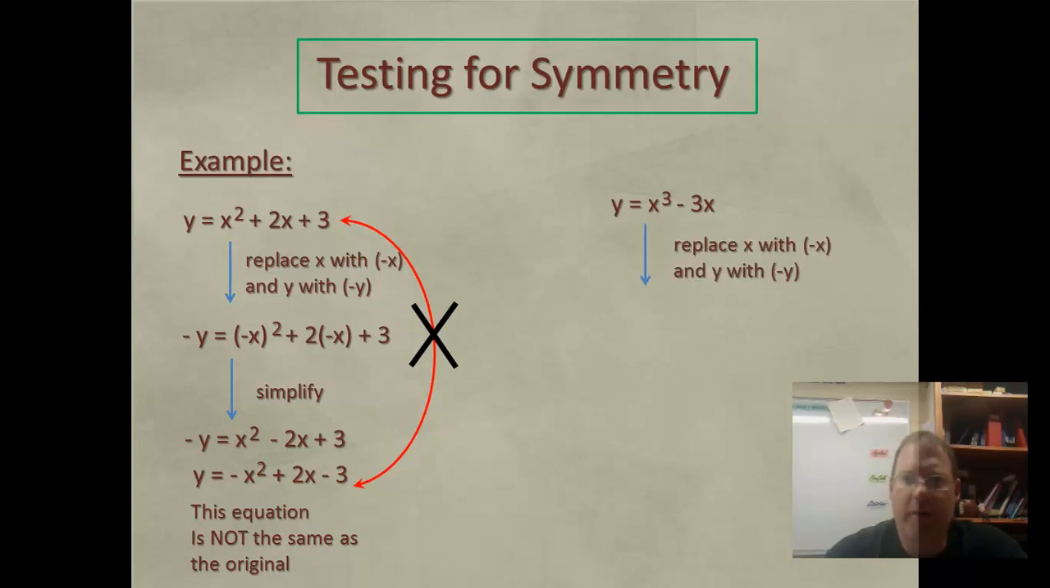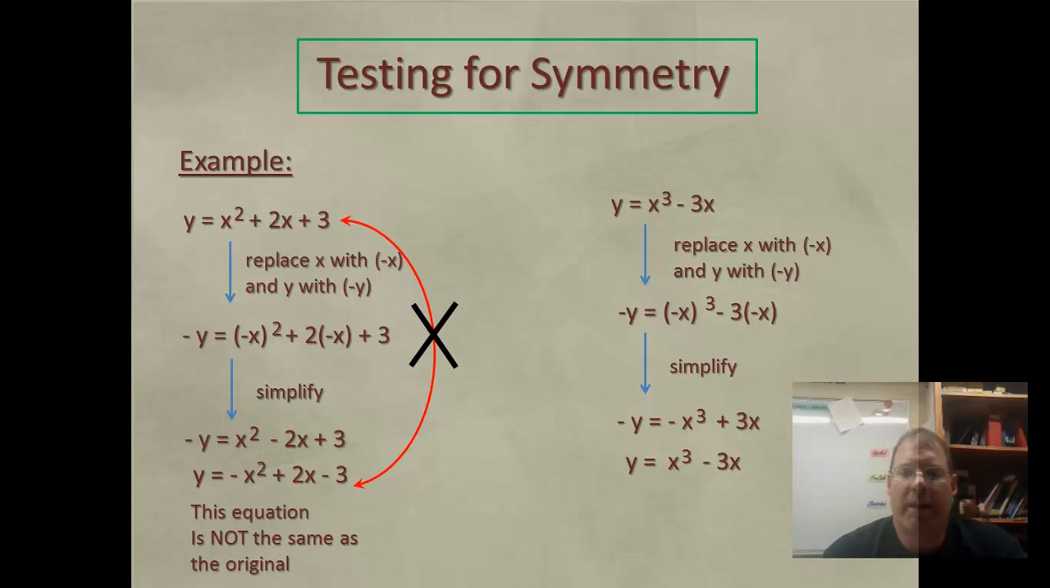This example over here, replace x with negative x, y with negative y, we get this. We simplify, and we have negative y equals negative x to the third plus 3x. Well, again, I don't want that negative y on that side, so I change the signs for all of them, and lo and behold, the original is the same as the equation that we got. So that one happens to be symmetric about the origin.